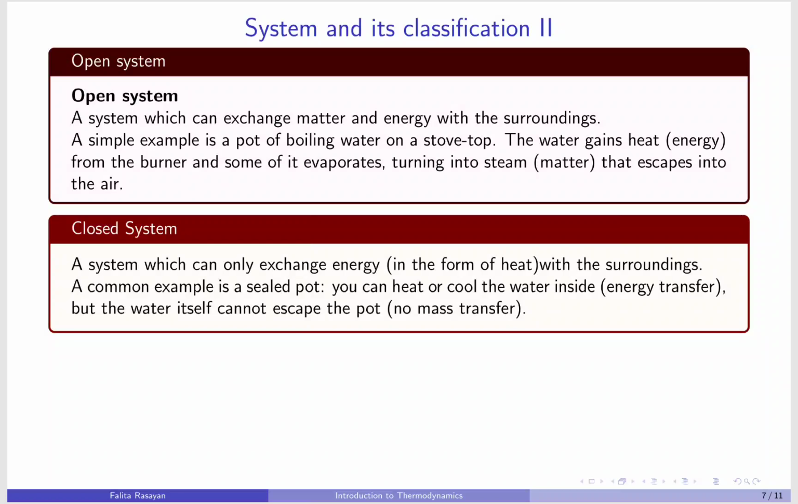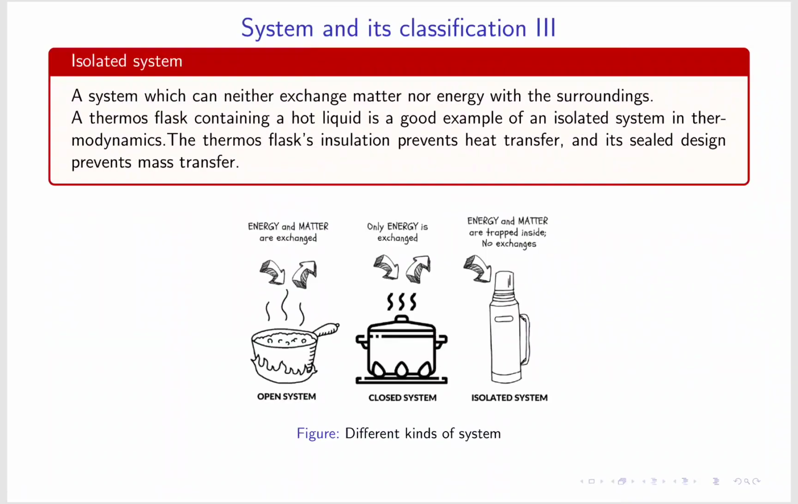Then there is the closed system. A closed system can only exchange energy in the form of heat with the surroundings. A common example is a sealed pot. You can heat or cool the water inside, which is energy transfer, but the water itself cannot escape the pot. So there is no mass transfer with the surroundings.